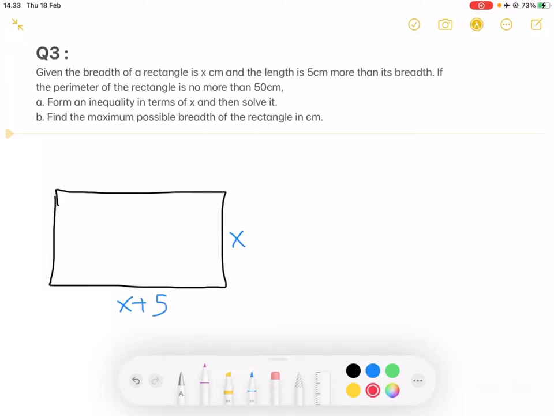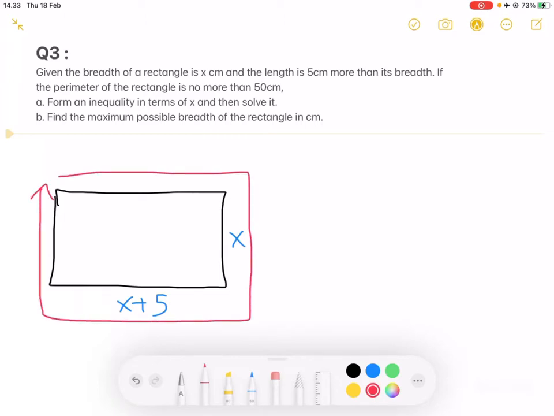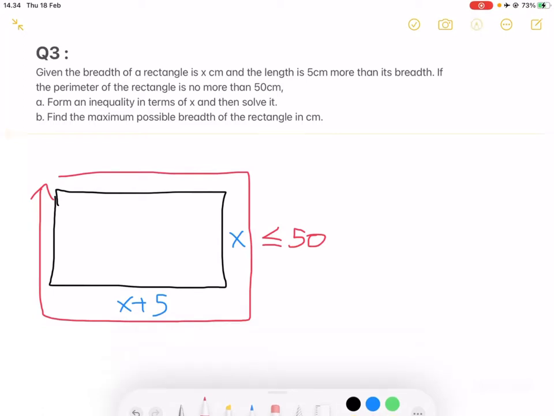And then the perimeter of the rectangle is no more than 50 centimeters. That means we can just say that the maximum possible perimeter of this rectangle is 50 centimeters. So we can just say this is less than or equal to 50. Form an inequality in terms of x and then solve it.